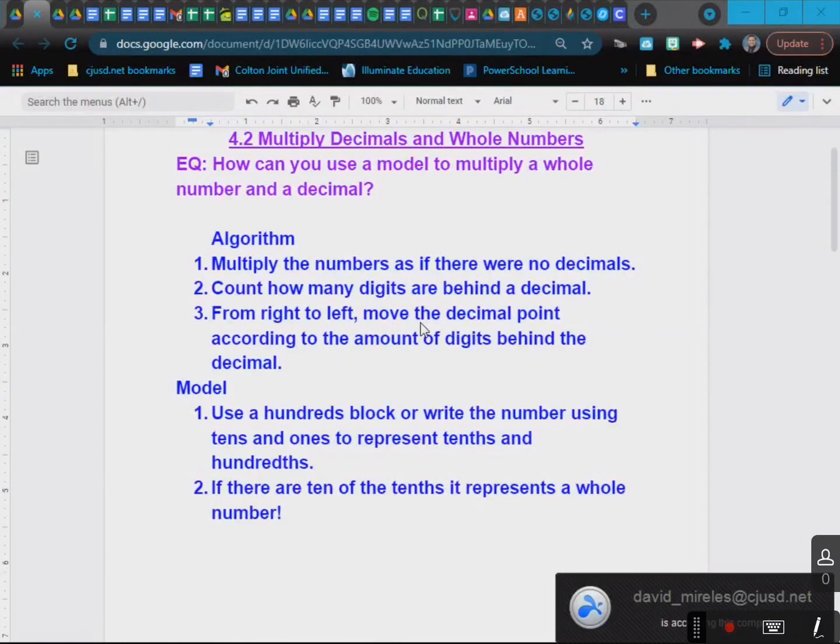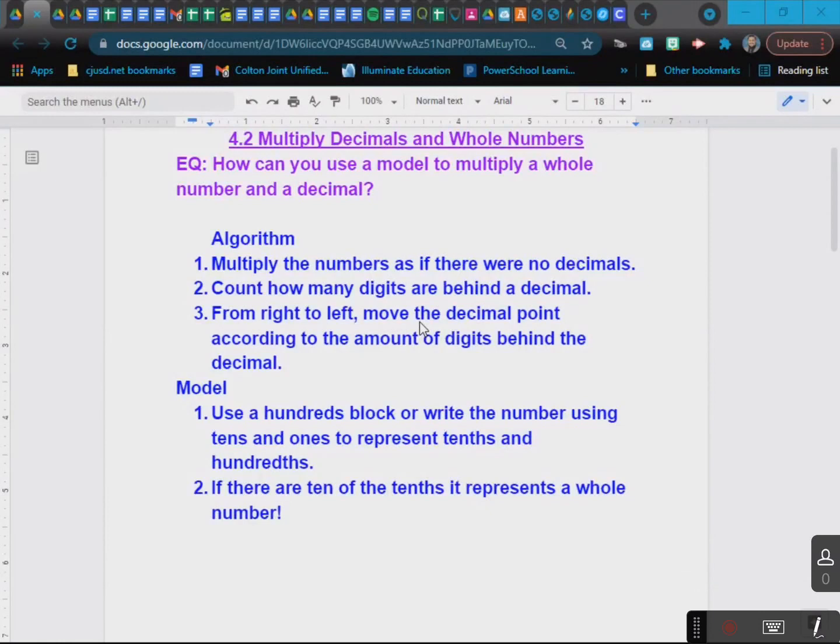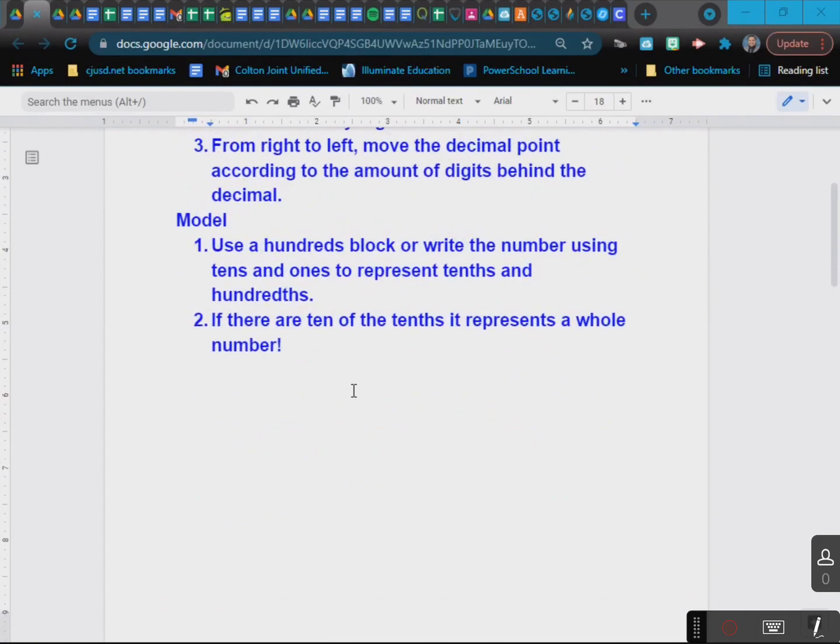Go ahead and pause to write down the steps. Okay, so hopefully you wrote down the steps. For the algorithm, you multiply the numbers as normal, as if there were no decimals. You still put the decimals down, just multiply the numbers from right to left. Then at the end, when you have your final answer, you count how many digits are behind a decimal, and then from right to left, move the decimal according to how many of those digits were behind the decimal. Okay, and I'll show you how to do that. With the model, I'll also show you how to do that as well.